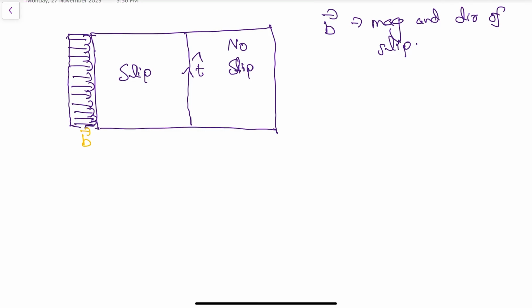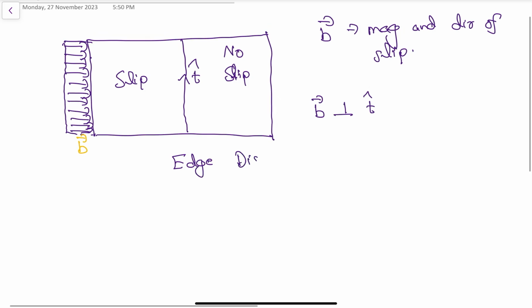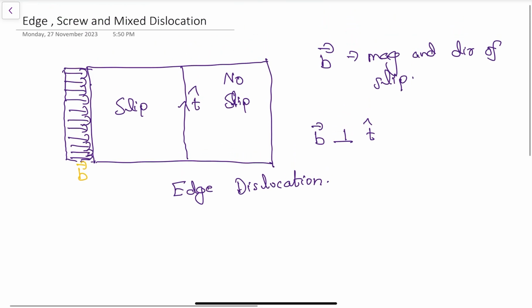Now you can see that this Burgers vector is perpendicular to the dislocation line or the tangent vector. That is the vector that is tangent to the dislocation line. So this is called the edge dislocation.